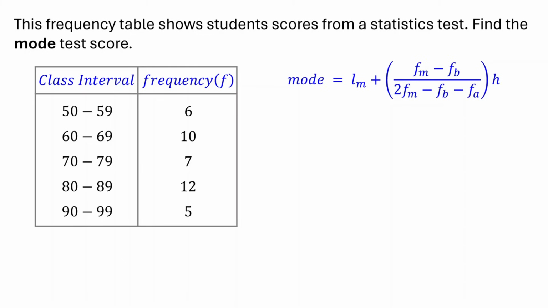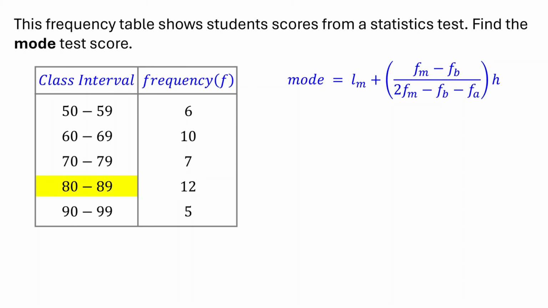The first step is to identify the modal class. The modal class is the class with the highest frequency. Looking at the frequency column, the highest value is 12. So the modal class is the 80 to 89 interval. This tells us that the mode lies somewhere between 80 and 89. Keep this in mind. It's a good way to check your answer later.